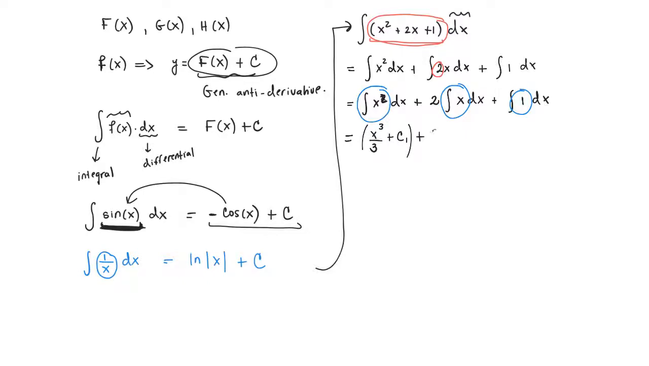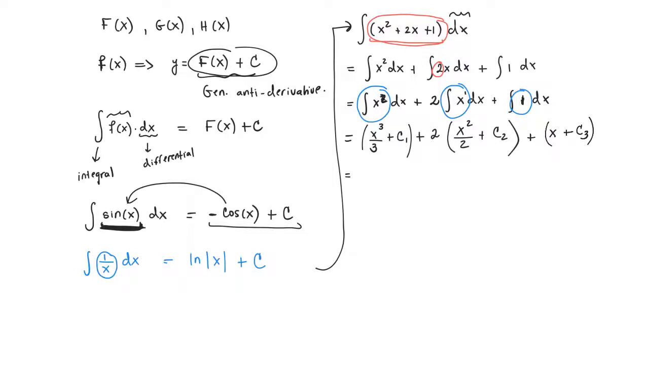Plus, over here 2 will stay outside. What is an antiderivative of x? Using the power rule in reverse, I take x. The exponent is 1, so when I add 1, I get 2. Now I divide by 2 plus another constant. And notice how I am writing c sub 2 to make it different from c sub 1. And then over here, plus, if I have 1, what function do I have to differentiate to get 1? Hopefully this is easy. That will just be x plus c sub 3.